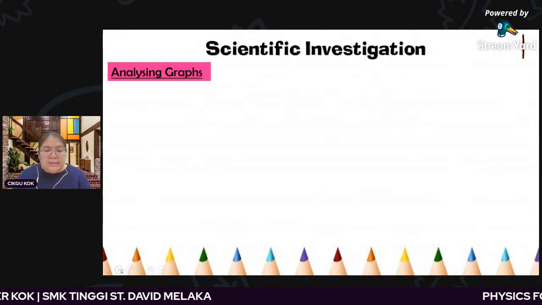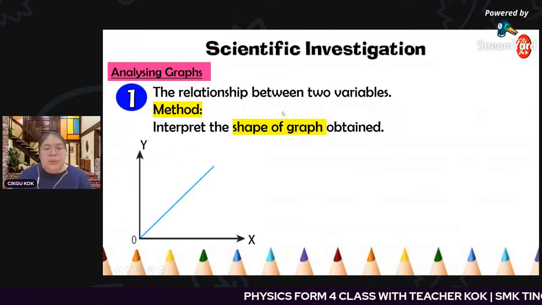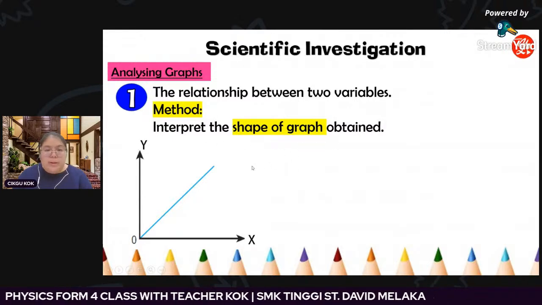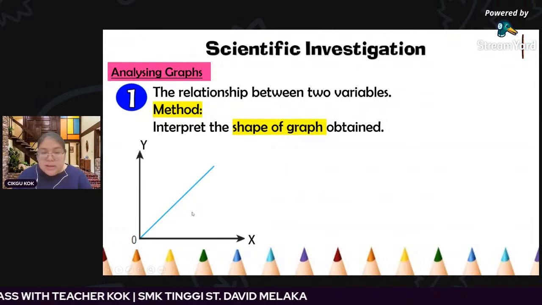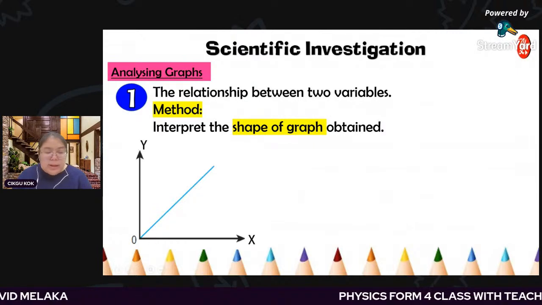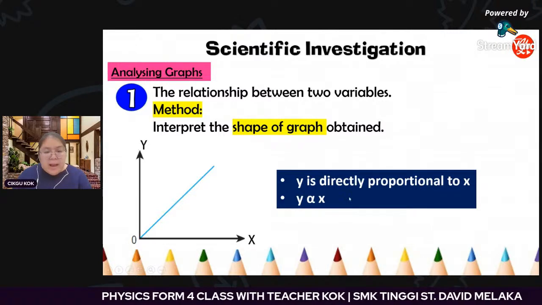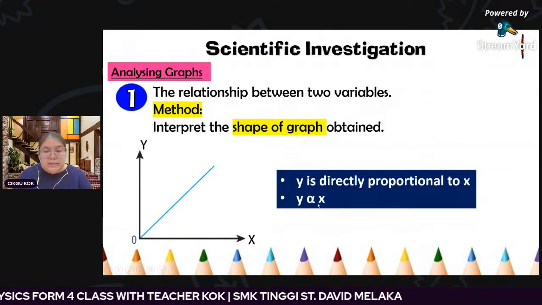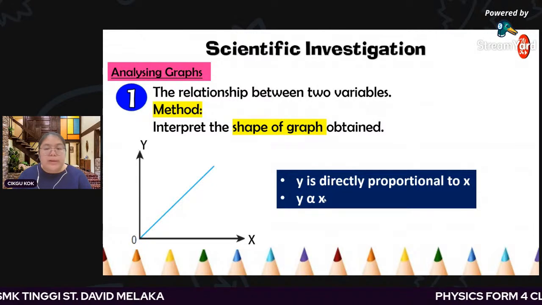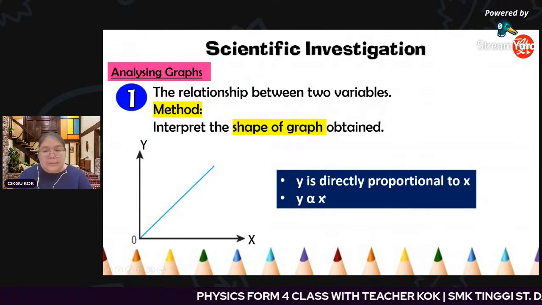Okay, we go to analyzing the graph. Example, first method. The relationship between the two variables matters. Interpret the shape of the graph obtained. This shape is what? Increasing, is it? Passing through the origin. So that means we can call it directly proportional. Agree? So from here, y is directly proportional to x. I can also write y, using the symbol for directly proportional, to x. So this is the first relationship when the question just asks, what's the relationship between y and x? This should be your answer.